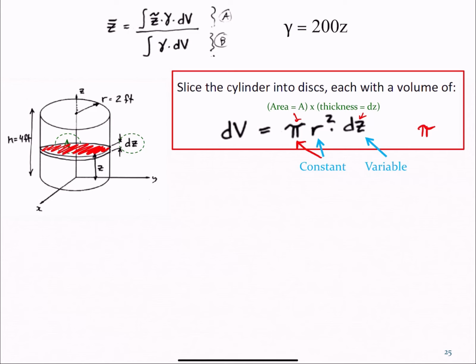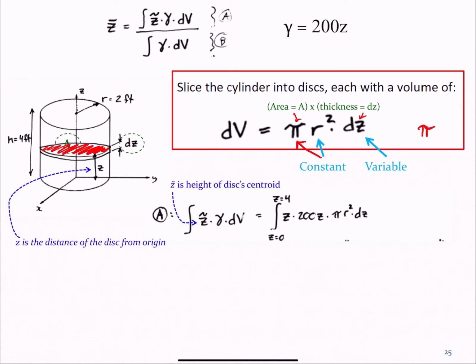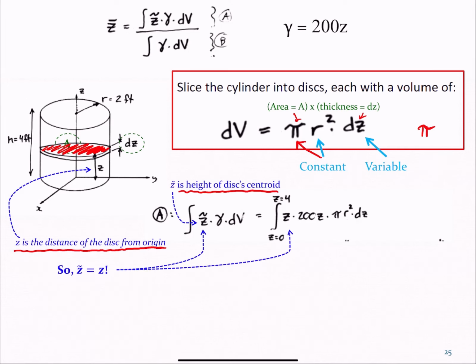What else? Well, we can now write my integral A, equal to z squiggle times gamma times dV, which can be rewritten. If z is the height of the disk centroid, and z is also the distance of the disk from the origin, in this particular case z squiggle is equal to z. So the first change in the integral is z squiggle by z.